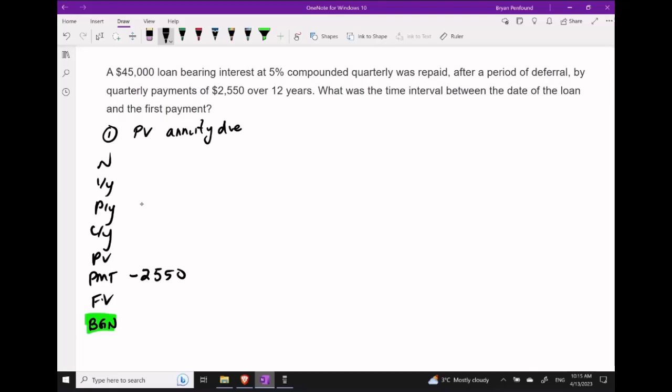These payments are happening quarterly, so let's take PY to be 4. We have an interest rate of 5%, also compounded quarterly. We know that at the end of this term, the future value should be 0. We're trying to find that PV value, so the last thing we need is a value for N. If we have quarterly payments over the span of 12 years, we know that N should be equal to 48.